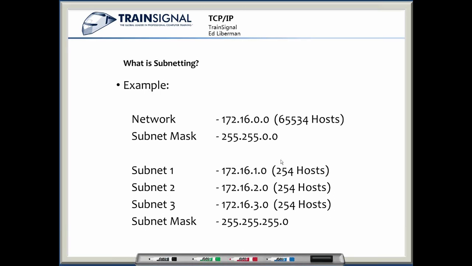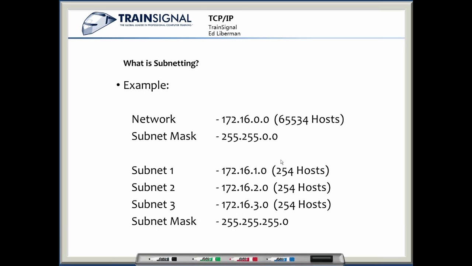So here we have an example of a network that's using the 172.16 network, which has 65,534 possible hosts. That's a large number. Could you imagine 65,000 computers all in one single network? You're trying to manage that all as one component? That's crazy. So what we can do is subnet it.